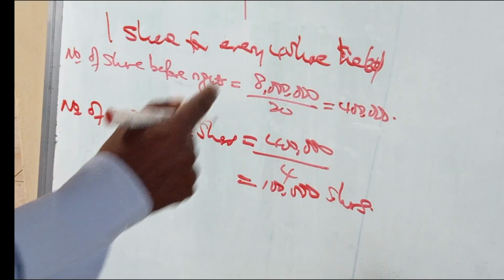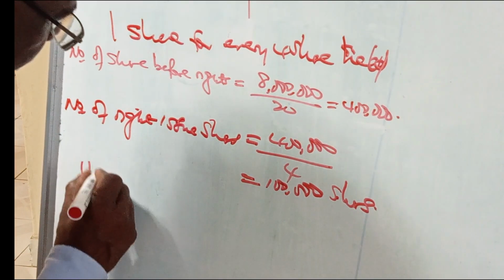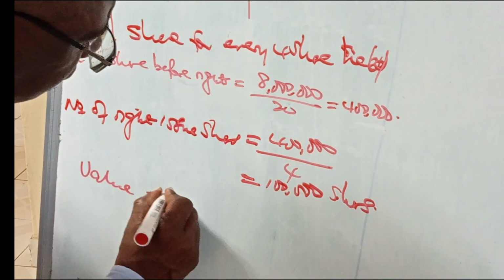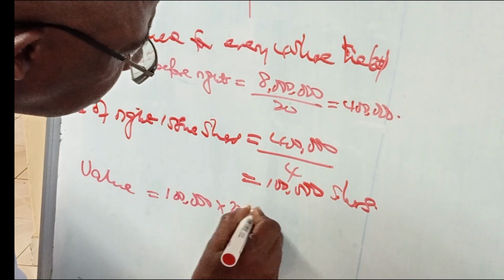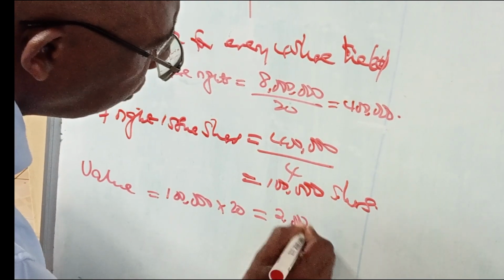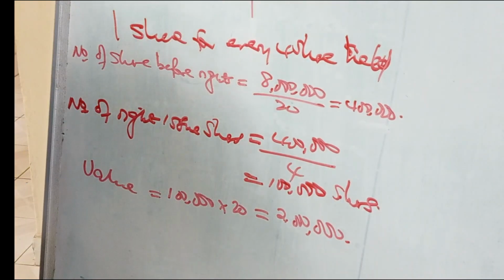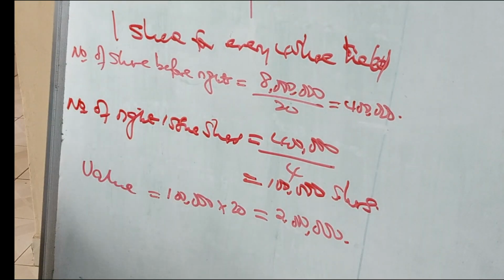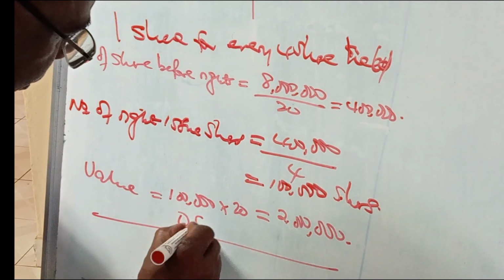And we are saying it has a par value of 20. Each of them has a par value of 20, and therefore the value is 100,000 times 20, which gives us 2 million. And we are saying we are issuing through revaluation reserve, and therefore we create our ordinary share capital account.